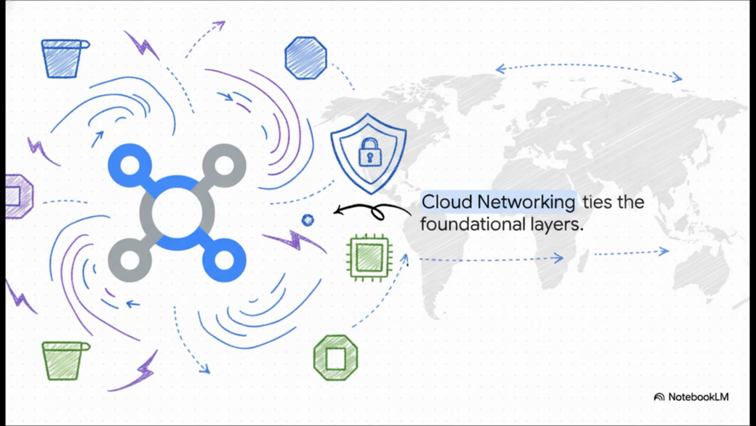It's what allows your storage buckets to talk to your compute instances securely at lightning speed and across the globe. Without it, you just have a bunch of powerful, isolated islands. A true vibe coding environment relies on this nervous system to immediately connect whatever the AI just built.